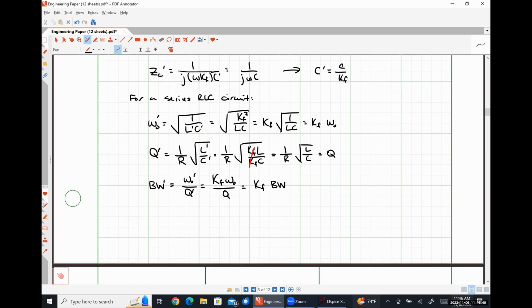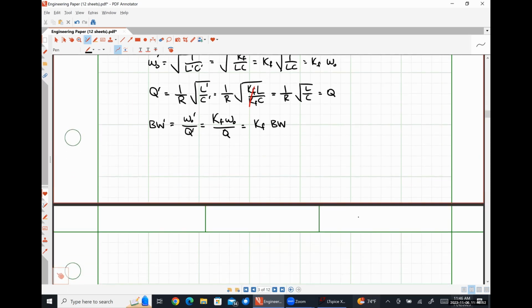Lastly here, let's talk about if we need to do magnitude and frequency scaling simultaneously.